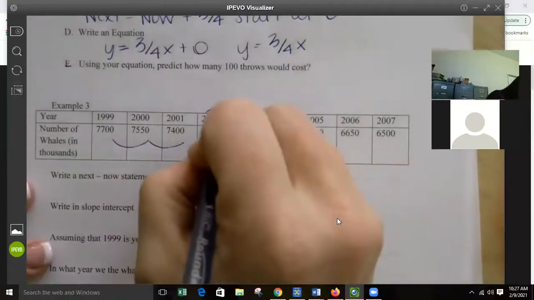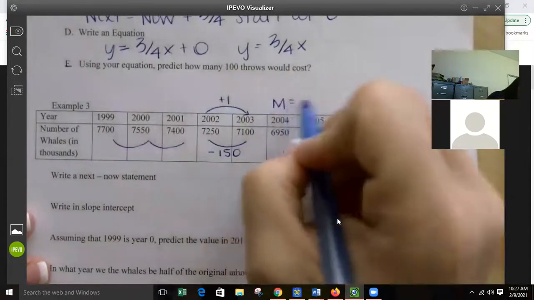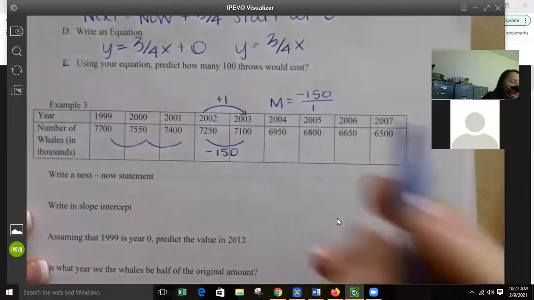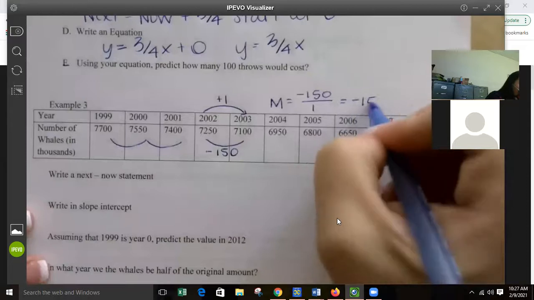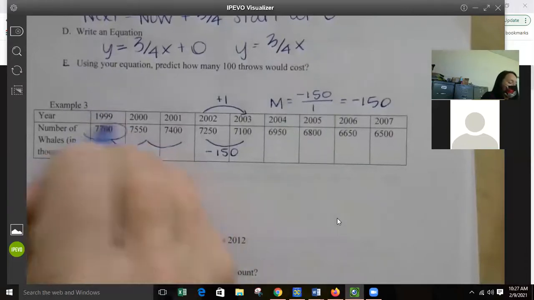What about your years? Up one, right? You're doing fine. So it'd be my negative 150 over 1. Change in Y over the change in X is negative 150 over 1, which is just negative 150. Again, where did we start? Remember, if we have years, we're just going to start with the first one.